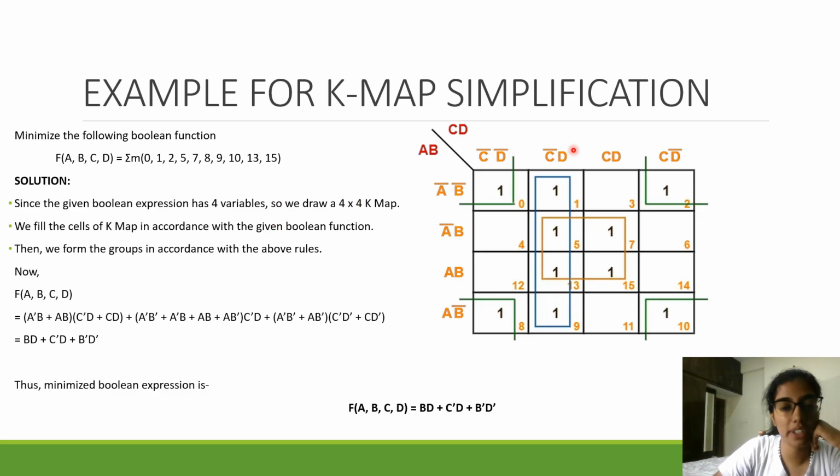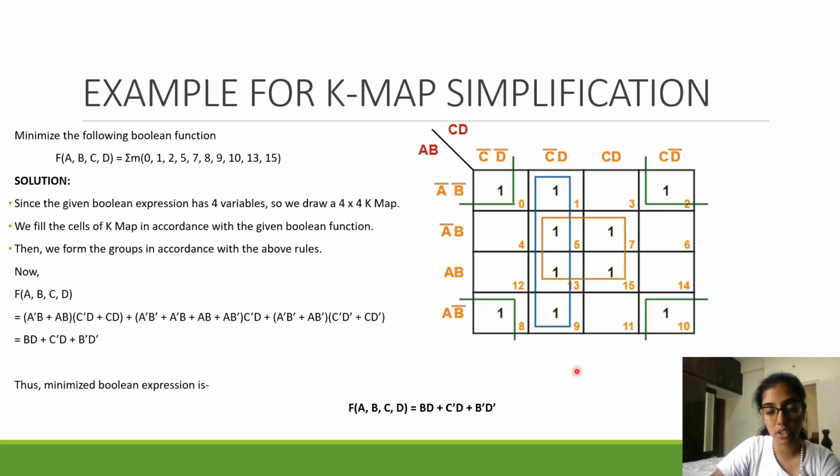Coming to the example for K-map simplification. Here the question is f(a, b, c, d) equals the minterms 0, 1, 2, 5, 7, 8, 9, 10, 13 and 15. Here we always represent minterms by 1, and maxterms are for zeros. So we put 1 in the 0th position, then the 1st position, then the 2nd position, then 5, 7, then 8, 9, 10, 13, 15. Like this we fill in the numbers according to the question. Then after that we start grouping them. So we go for the higher number of groups that we can form.